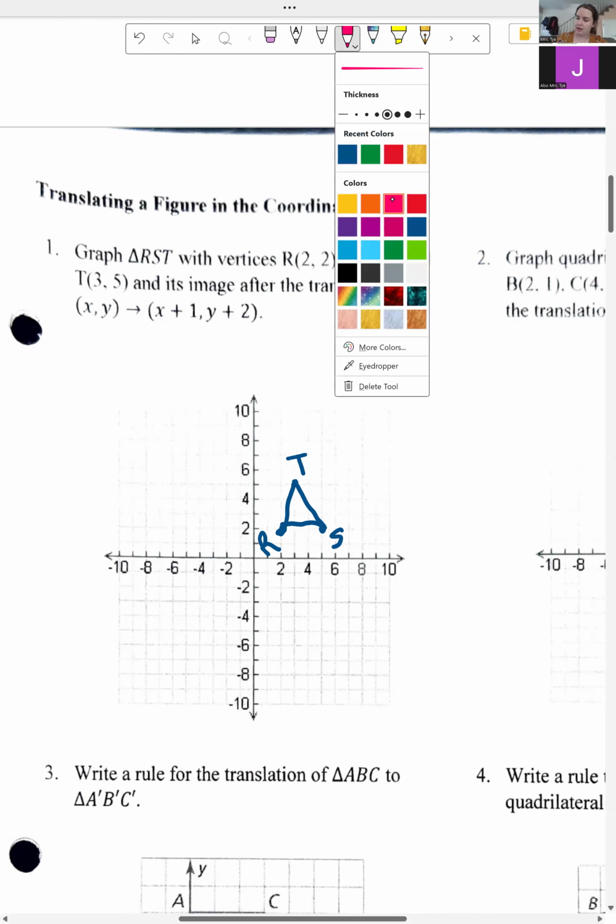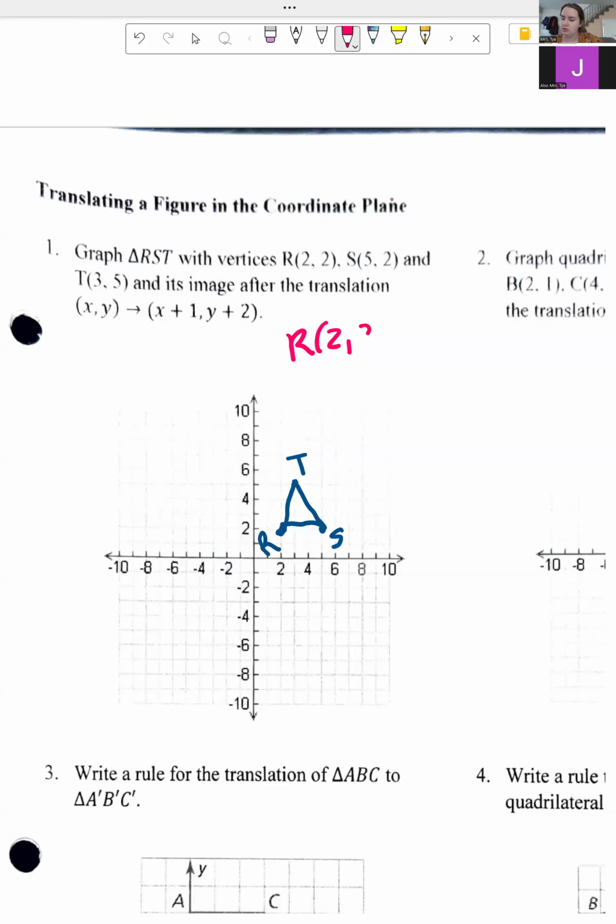Okay, so for our original one, R was at (2, 2). Then R prime, it's saying to add 1 to the X value and then 2 to the Y value. Okay, so for the X value here, we're going to do 2 plus this 1, which is going to be 3. And then to this Y value, we're going to do 2 plus 2, making it 4. And then we're going to graph that. So (3, 4) is right there. We're going to label it R prime.